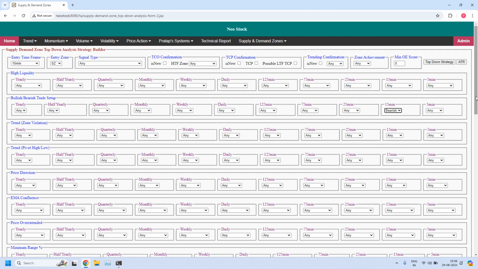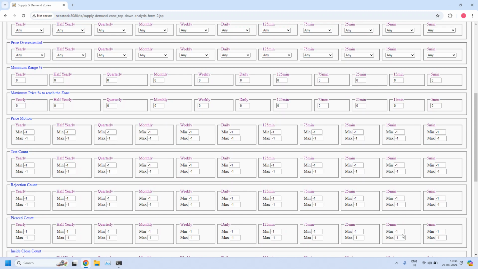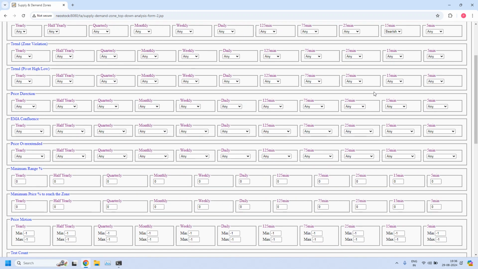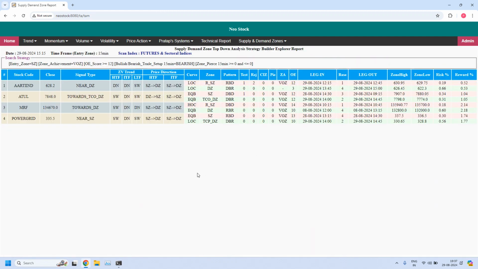And the 15 minute supply zone should not be pierced. So in the pierced count, 15 minutes time frame, I am setting minimum value 0, maximum value 0. Zone achievement should be violated opposing zone, minimum odd enhancer score 12. All the 3 filters are applied to 15 minute supply zone. Now let's filter. 4 stocks are filtered and these 4 stocks are currently supporting bearish trade setup for daily income trade.